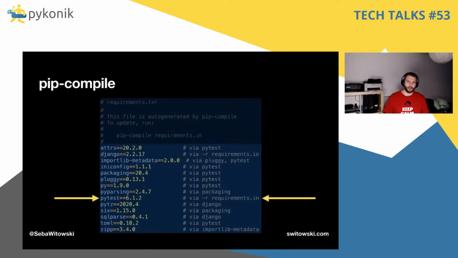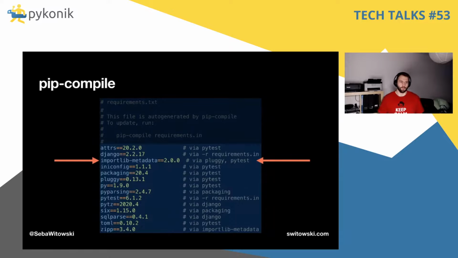We can see that PyTest comes from the requirements.in file, the packaging library comes from PyTest, and finally pyparsing comes from the packaging library. So pip-tools has pinned all the possible dependencies. And if two different packages require the same dependency, like here importlib-metadata is required by pluggy and PyTest, pip-tools will try to find a version that satisfies both requirements. If it can't find such a version, it will report an error.